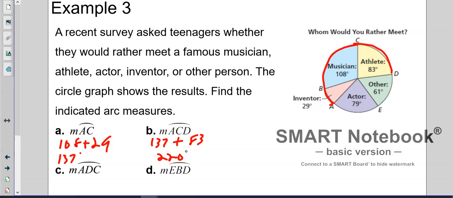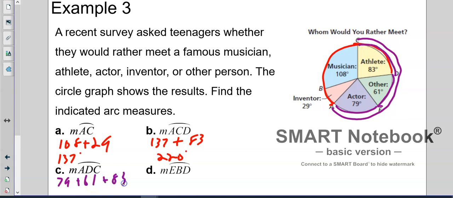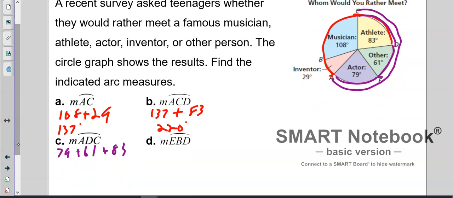Right? ADC. Well, that's going the other direction from ACD. So ADC is A to D to C. So we're going to add 79 plus 61 plus 83. All right? And when we do that, we get 223. That's one way we could have done it.